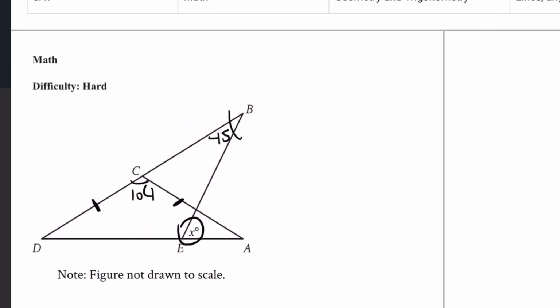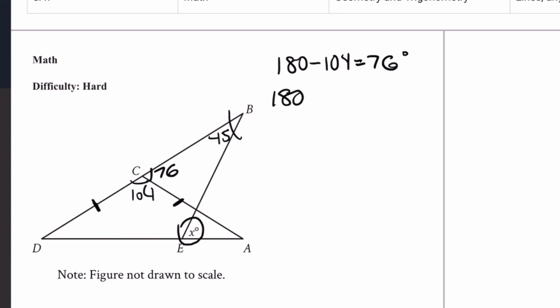All right, zooming in on this to make it easier to see. And let's try to find all of these missing values so that we can get to our x. So the first thing I'm going to do is 180 minus 104, because I'm trying to find the angle next to it, which is 76 degrees.